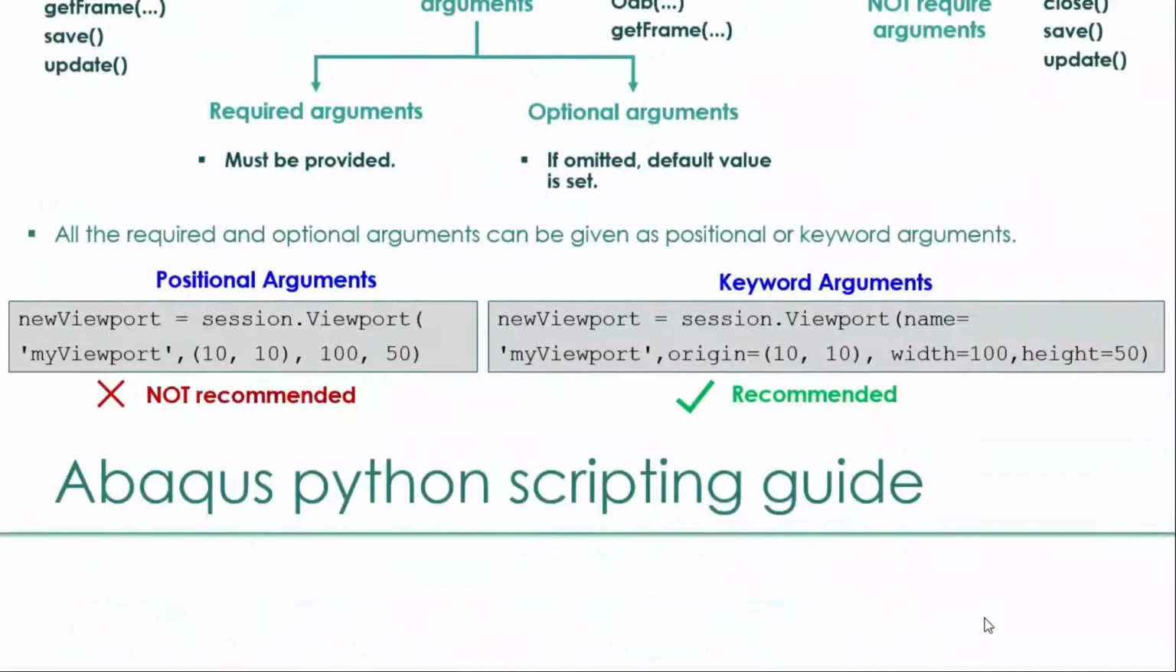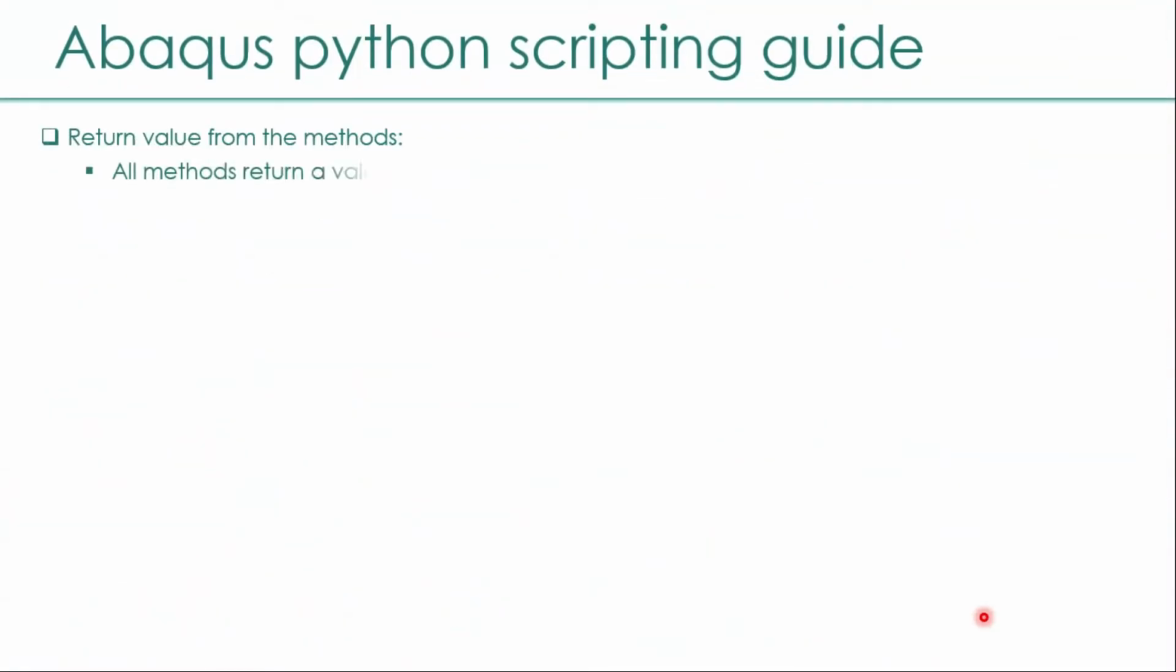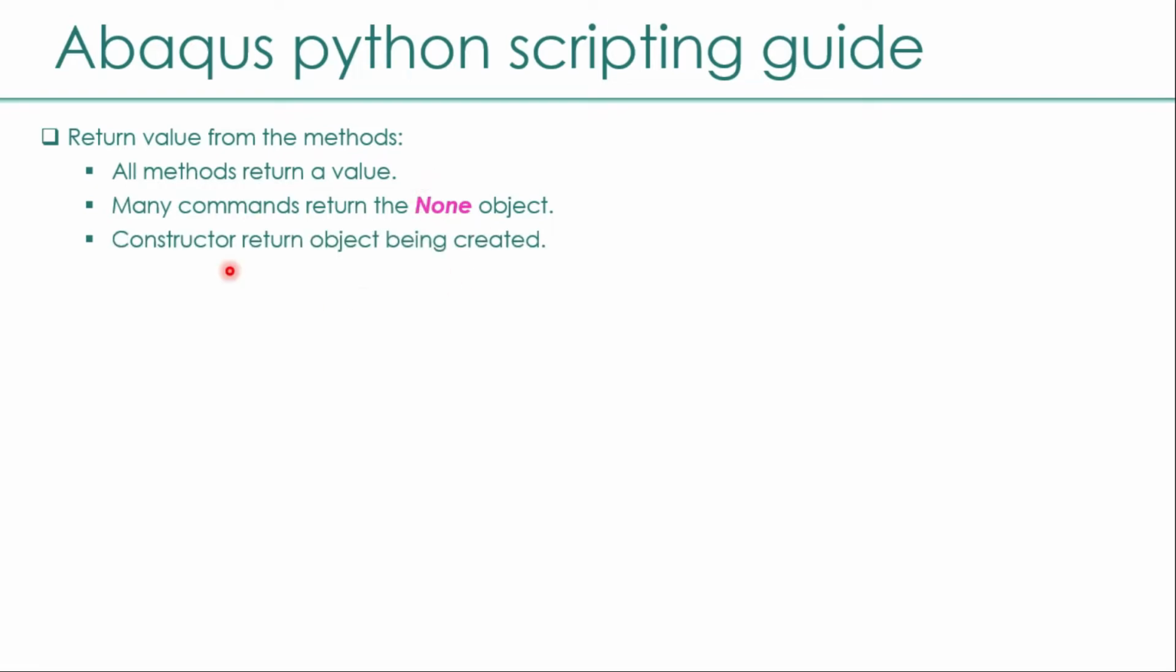Okay, I want to discuss the return value here. Whenever you use any method on a particular object, it will return something. Most of the methods return the None object. If you are using a constructor method, it will return the particular object that is being created.